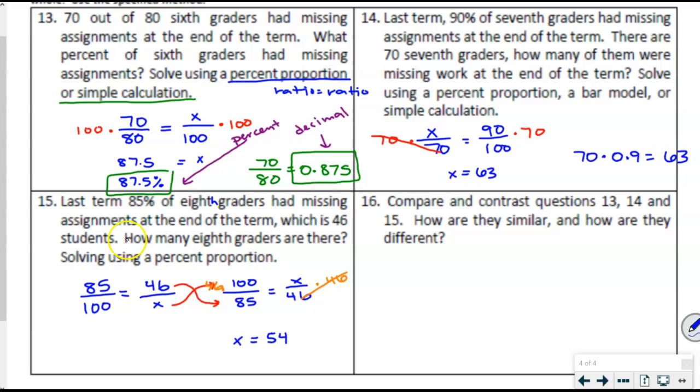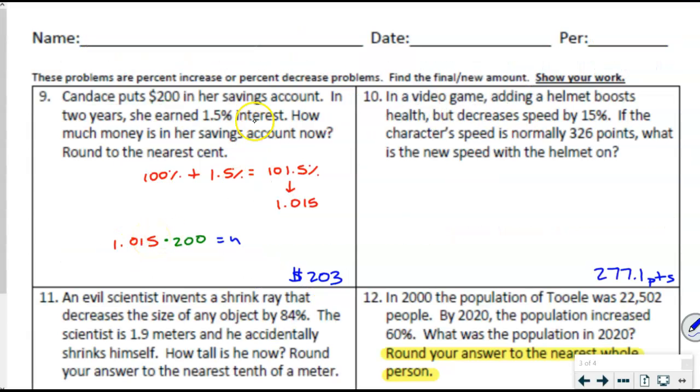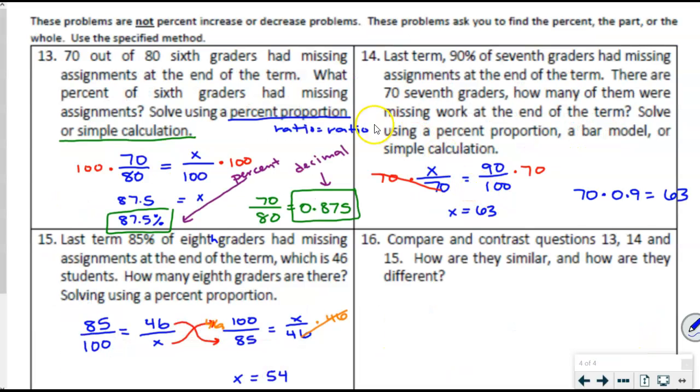So to really truly sum up, I would like to point out that when we're doing percent increase or percent decrease problems, I really love this simple calculation. I really love just saying, okay, we're adding a certain percent, let's add that to 100%. Or we're decreasing by 15%, so we subtract that from 100%, and then it becomes a simple calculation. In these ones, where it's not a percent increase or decrease, but I'm asking just what is the percent, or what is the part, or what is that whole amount, I like that percent proportion equation.